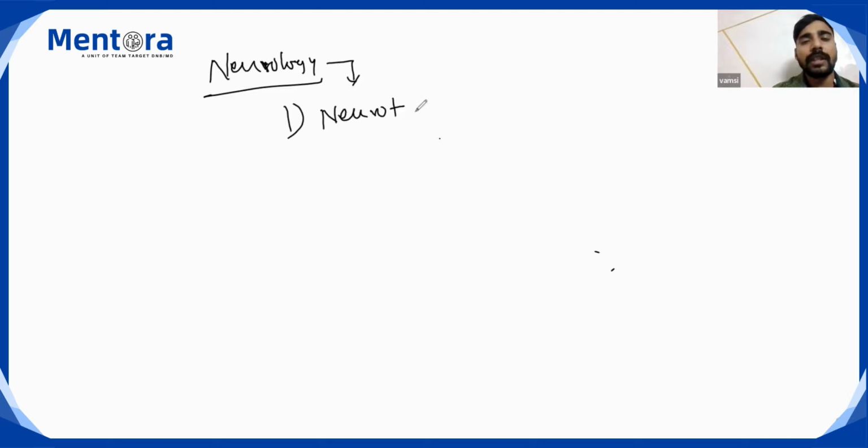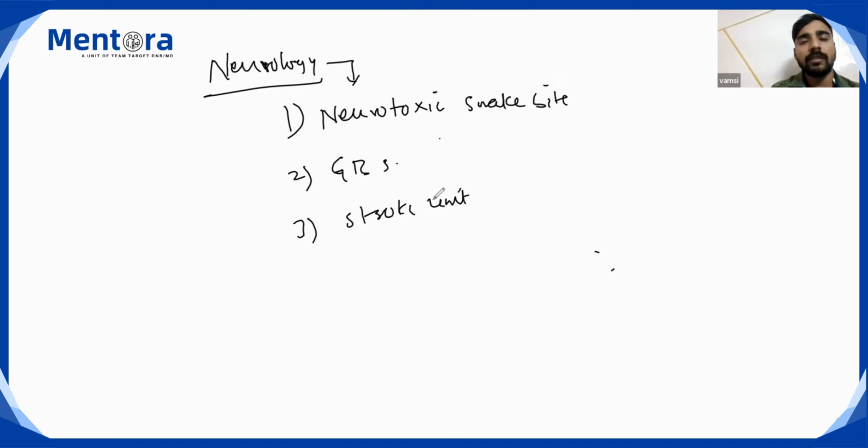In neurology, the main things they're asking are, one, how do you manage what is called a neurotoxic snake bite? Second, how do you manage Guillain-Barré syndrome? Third, what is called a stroke unit. Fourth, what is the protocol in stroke management, the stroke protocol. And fifth, how do you elicit the plantar response?